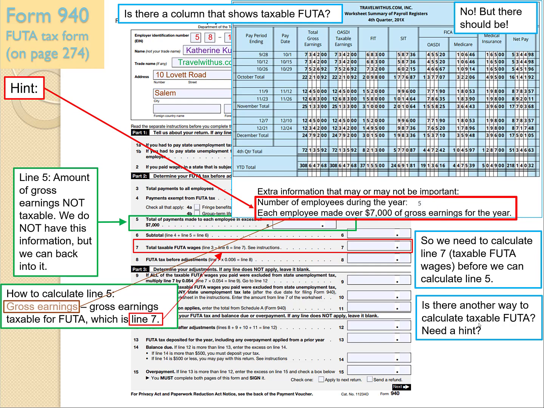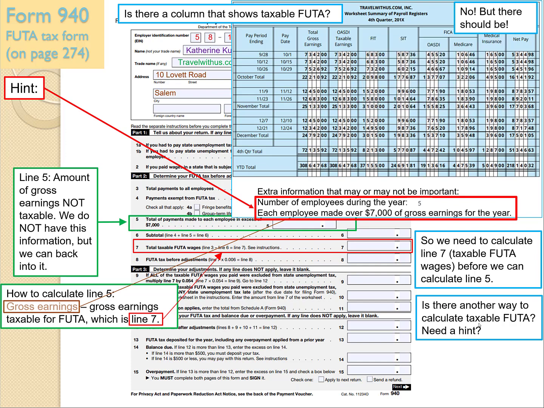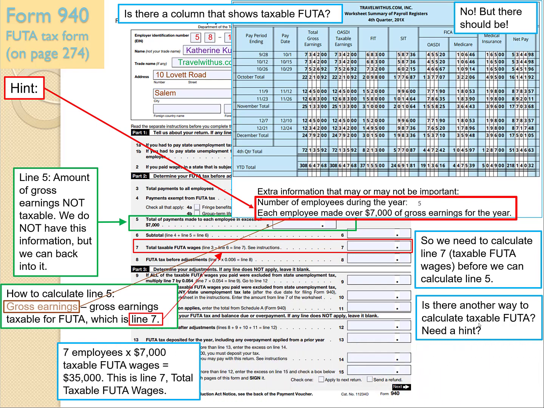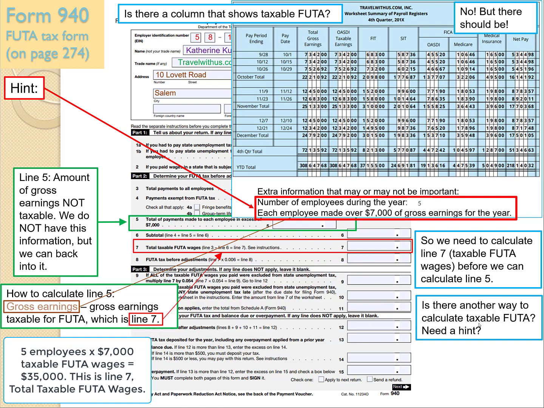The number of employees during the year was 7. And here's the key information too. Each employee made over $7,000 of gross earnings for the year. So all 7 employees made more than $7,000 of gross wages. Therefore, they each have $7,000 taxable for FUTA. 7 employees times $7,000 taxable equals $35,000. So this is line 7, total taxable FUTA wages. So cool. Now we've got 35,000 for line 7.